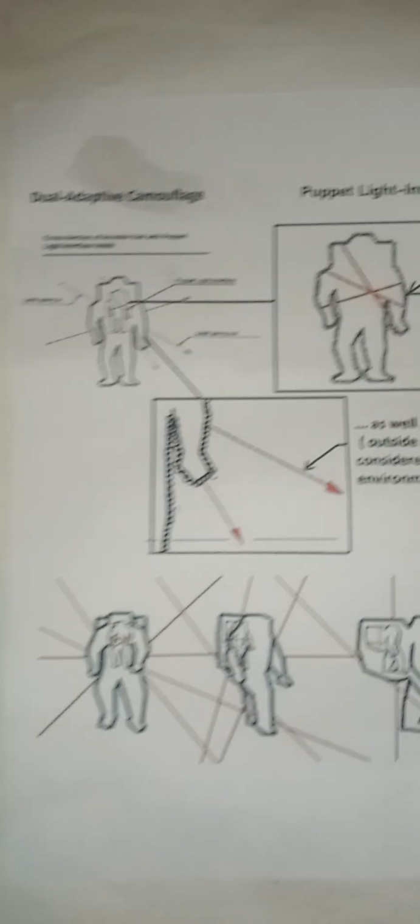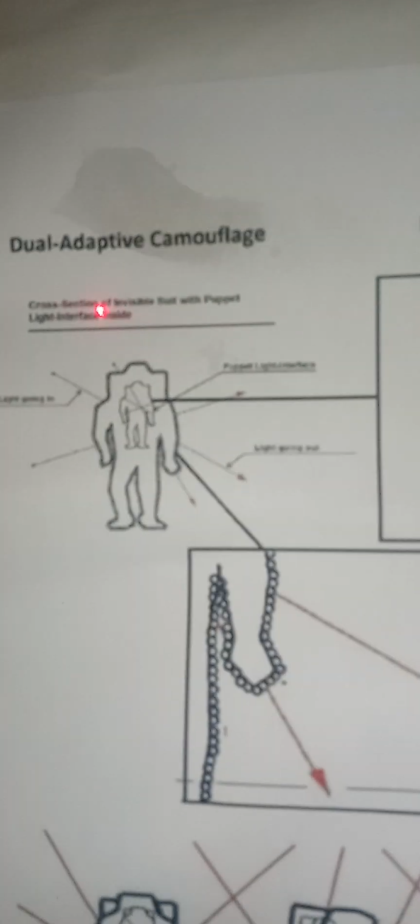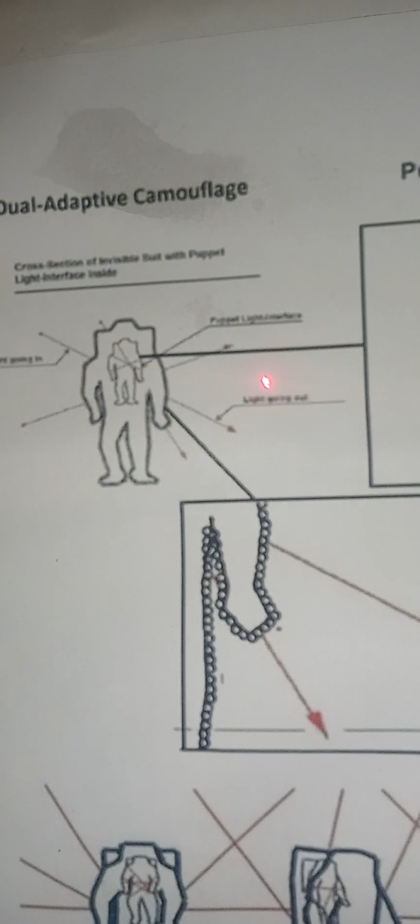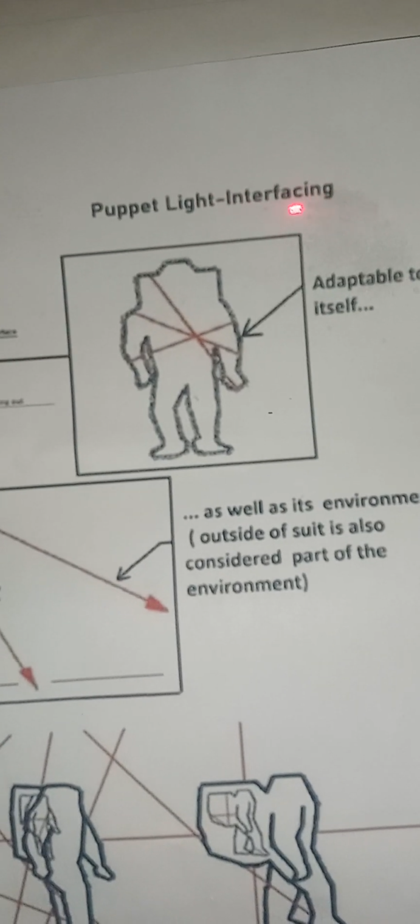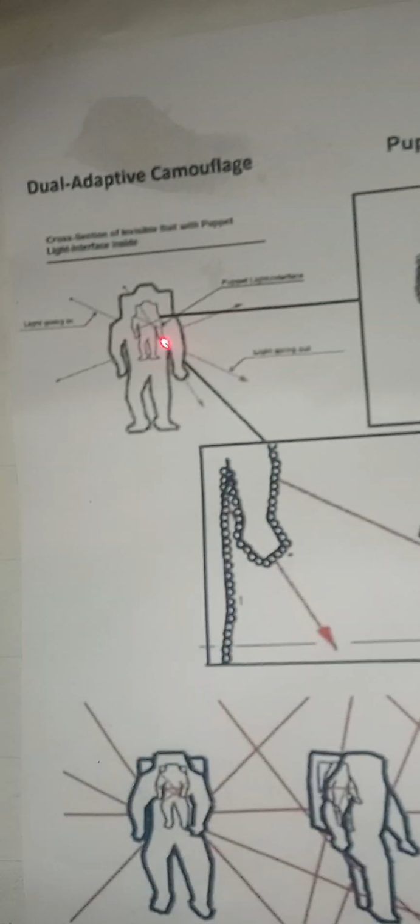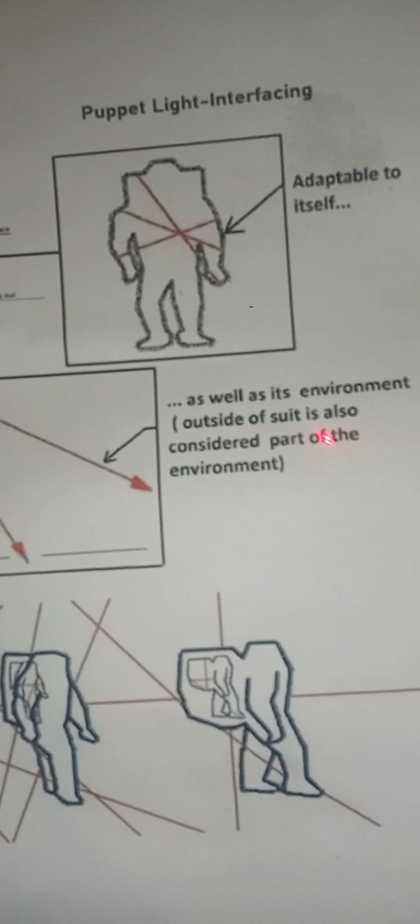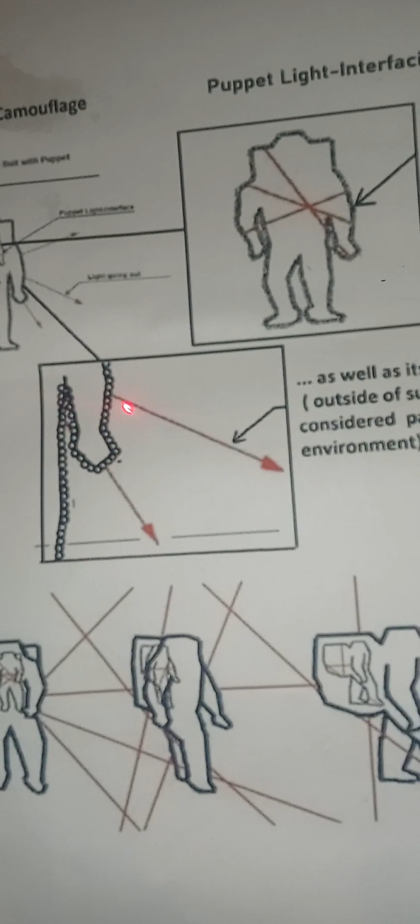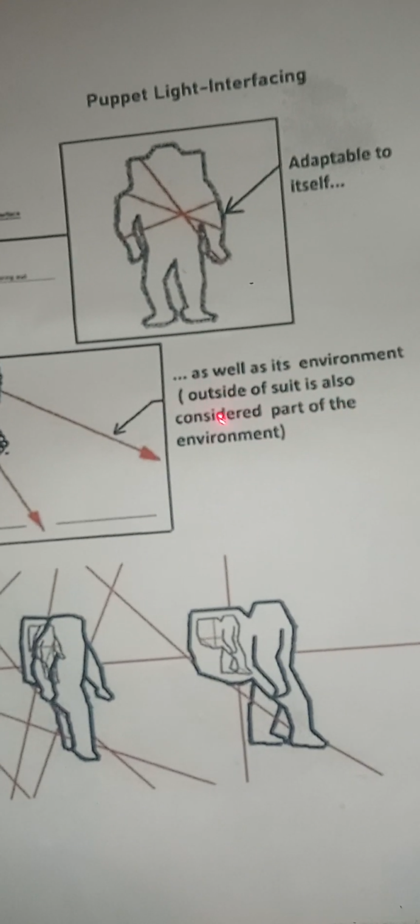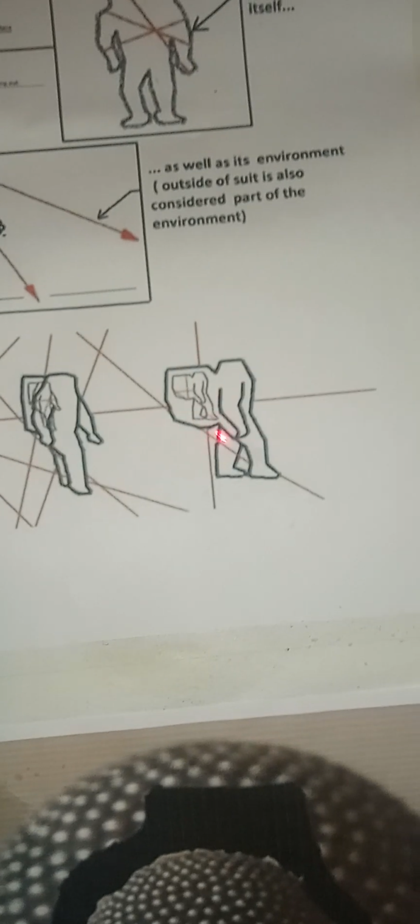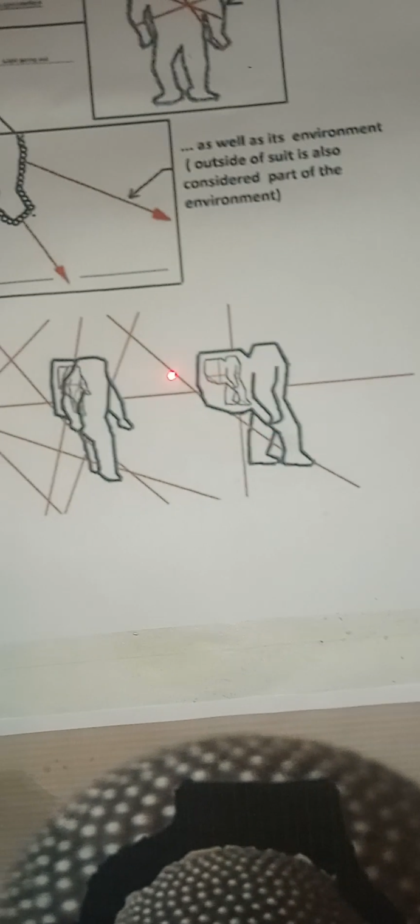And this is shown again, dual adaptive camouflage, cross-section of the invisible suit with puppet light interface inside. This is the light going in, light coming out, puppet light interface. This is a puppet light interfacing adaptable to itself on the inside. The suit's adaptable to the inside, or the inside is adaptable to the suit, as well as its outside environment. And the outside of the suit is considered part of the environment. And this is the environment. This is the suit with the puppet in the corresponding position, letting light fall where it may as it makes its way through the suit, as the puppet moves in sync with the suit itself.